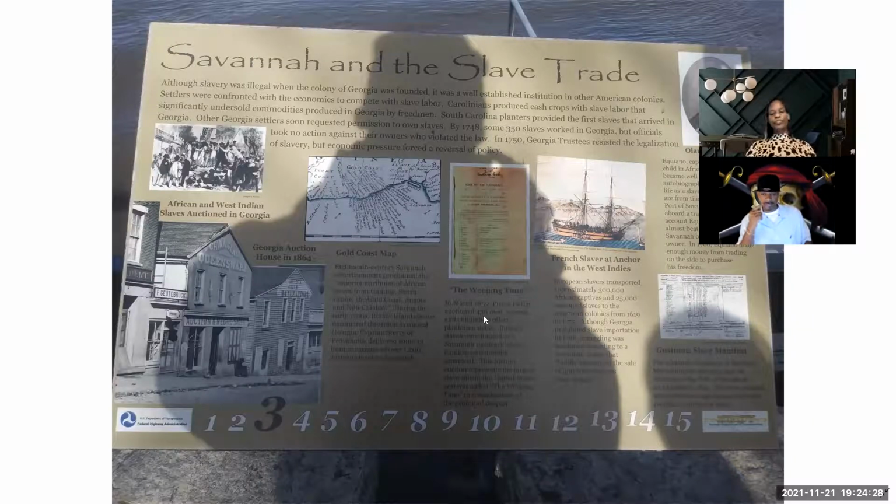Wow. Interesting. Now, if we look right here on the next column, where it says French slaver at anchor in the West Indies, it says European slavers transported approximately 300,000 African captives and 25,000 seasoned slaves to the American colonies from 1619 to 1775. So let's take 1775 minus 1619. That's 156 years, right? So we have 156 years, and we're going to add 300,000 plus the 25,000. So that's 325,000 divided by the 156 years.